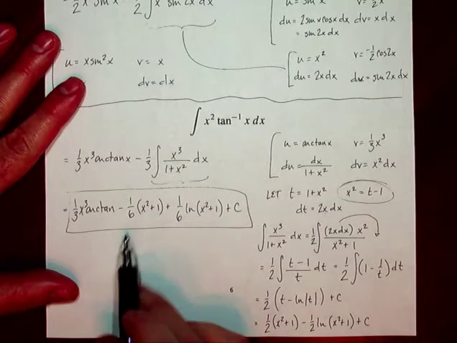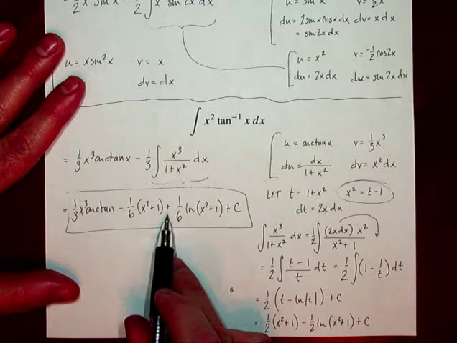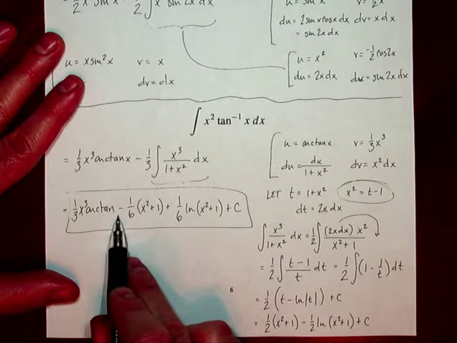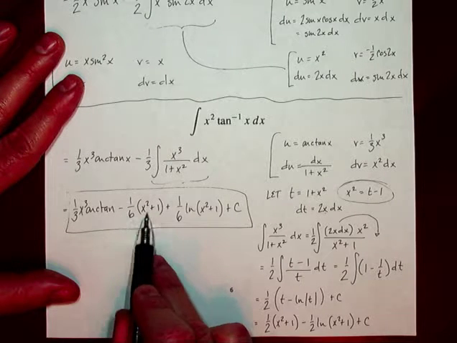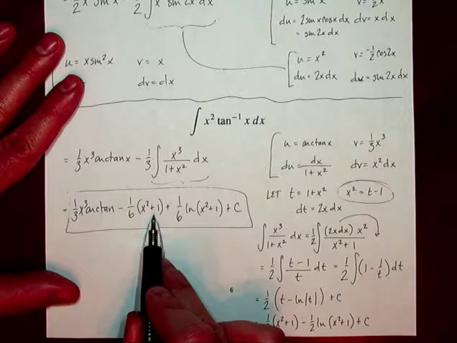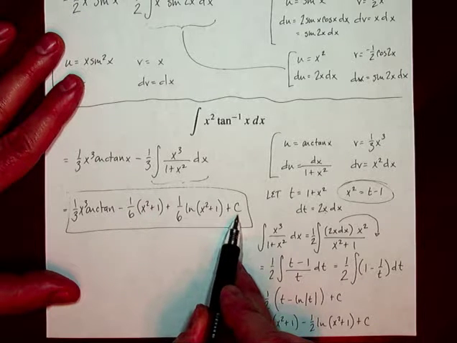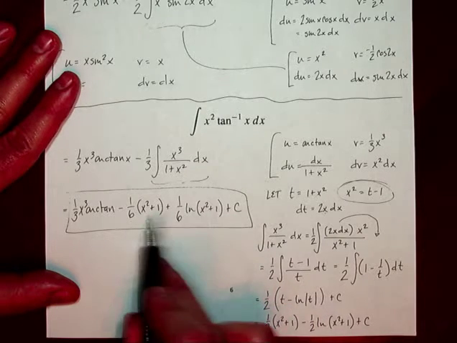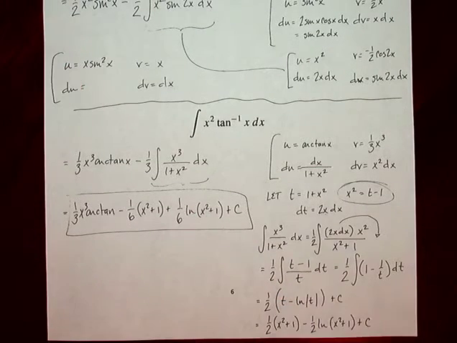Now, here's the thing. If you saw this in the back of the book, it might not have this plus 1 right here. Because if you distribute this negative 1/6 across x squared plus 1, you're going to get a negative 1/6, and then that can just be absorbed into c. But I've left it here simply because there's that certain symmetry between those terms right there, because that's where you plugged in for t both times.